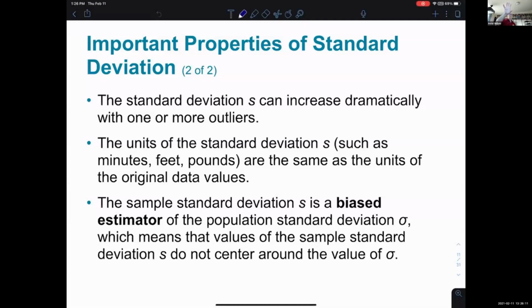Okay, so bottom line at the top here, standard deviation is not resistant, meaning that it is easily influenced by outliers. And the units that you get from a standard deviation calculation will be the same as the units from the data itself.